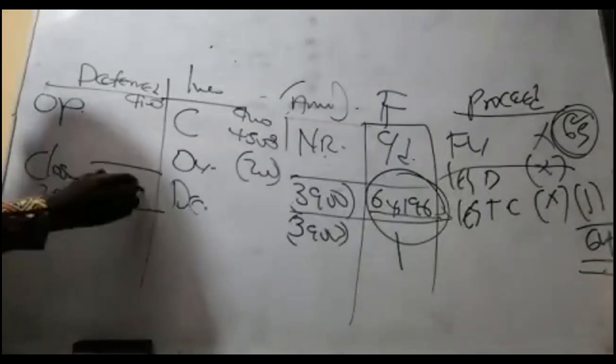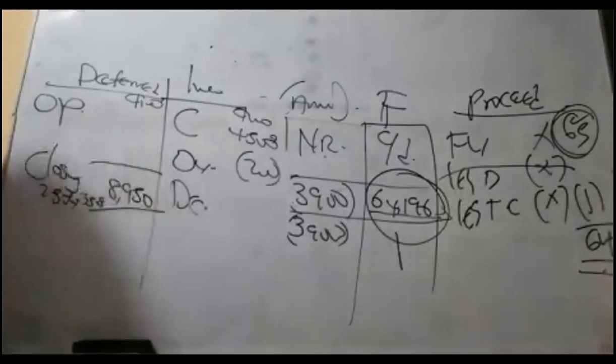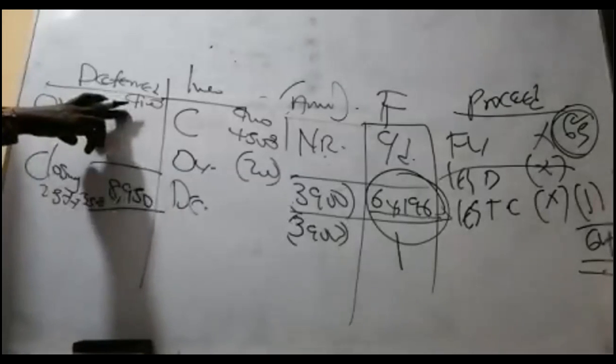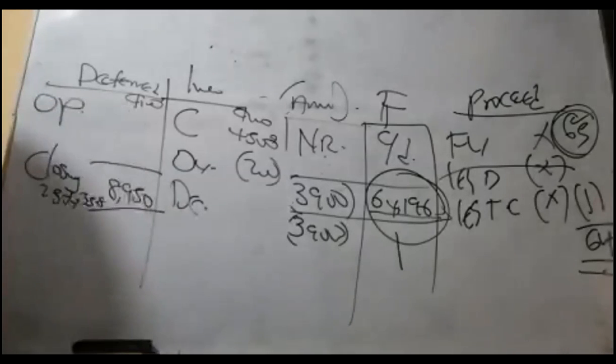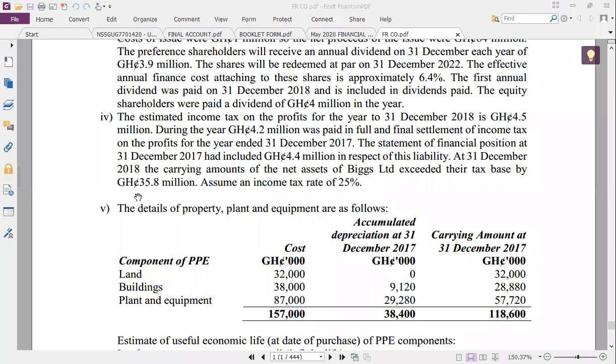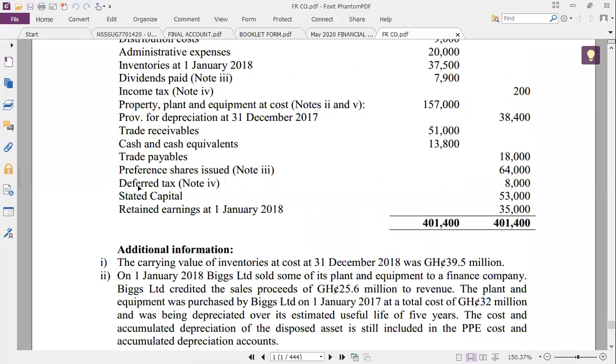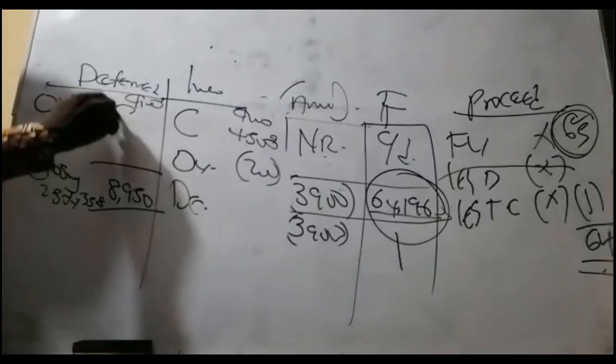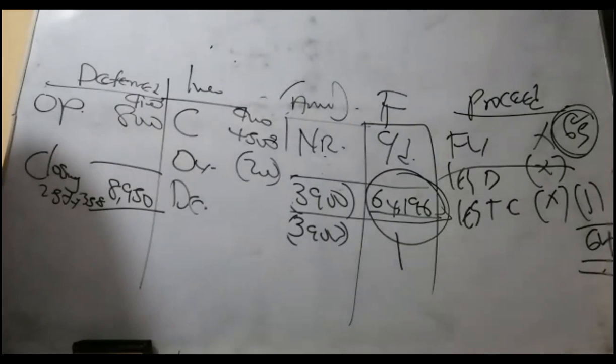That gives 8.95, so 8,950. I had read a thousand here, so it should be 8,950. Good. Now let's go to the trial balance to bring the opening balance of the deferred tax. In the trial balance, deferred taxes here is 8,000. Agreed. So you come here and record 8,000. So what's the difference?